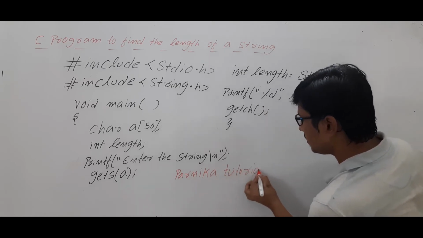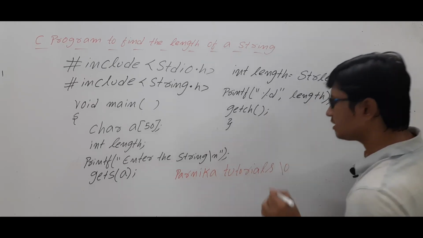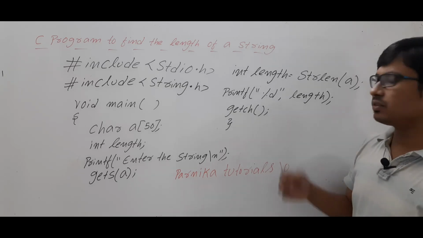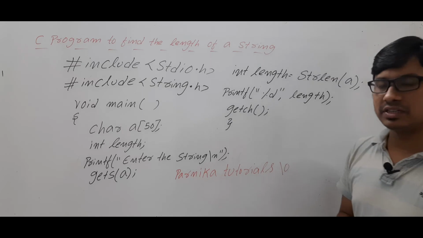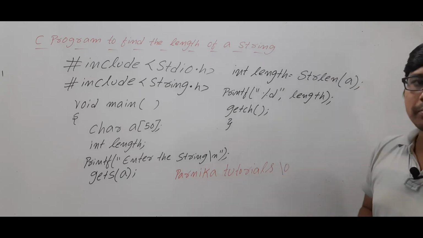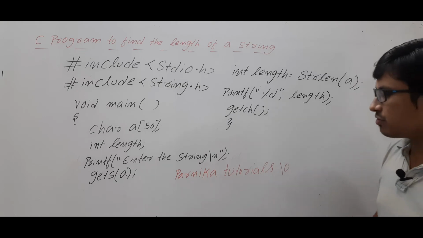Okay, and it will end with a \0. Is it clear? So now it will compute the length of the string. So what will be the length of the string? It has to compute the number of characters excluding the \0. So count the number of characters.